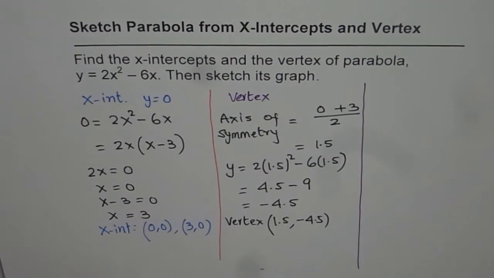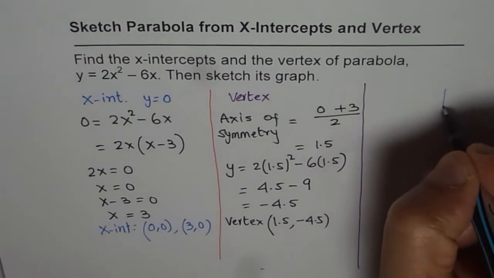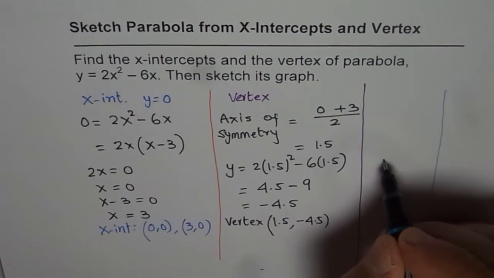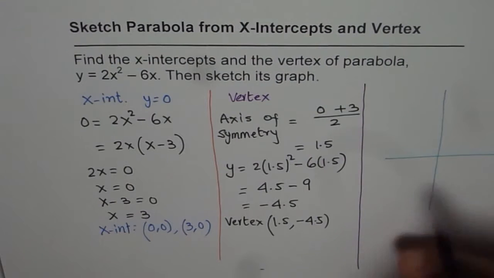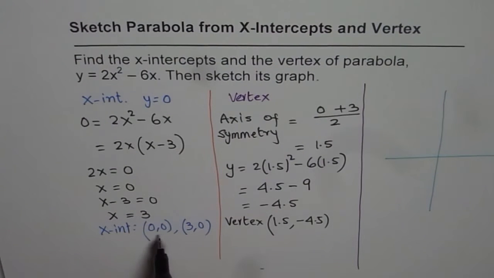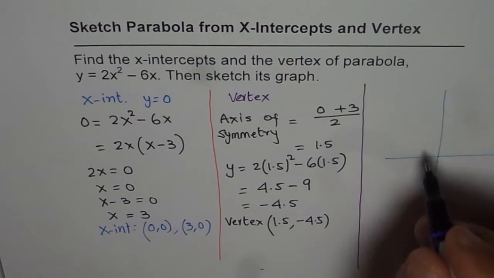Now let us try to sketch it. Now from the equation we know the x-intercepts are 0 and 3 and the vertex is (1.5, -4.5), and we also know that the parabola should open upwards, right? So let me just draw the axis here. So that is the axis, let us say. So parabola opens upwards. It has two x-intercepts, 0 and 3. Let's say one is here at the origin, the other one somewhere there, and it opens upwards.